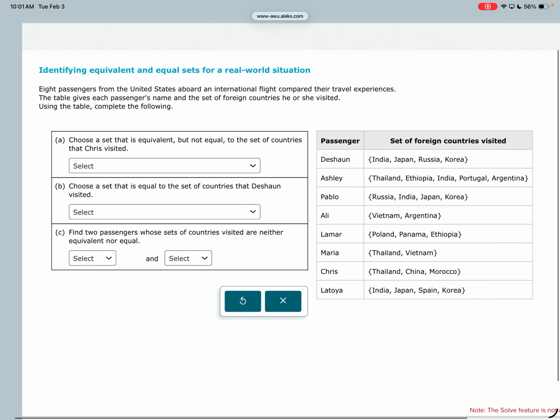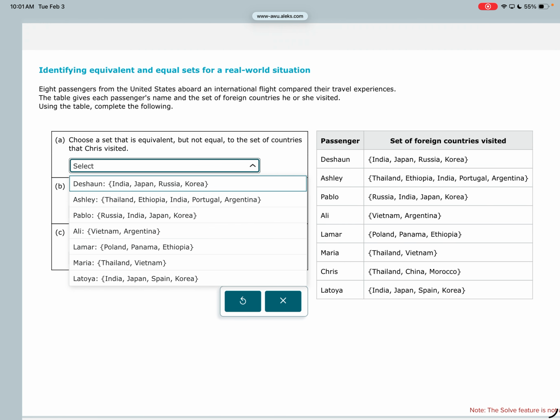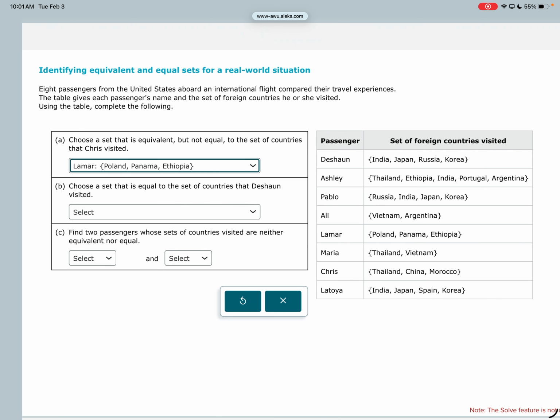All right. 8 passengers from the United States aboard an international flight compared their travel experiences. So choose a set that is equivalent but not equal to the set of countries that Chris visited. So Chris is Thailand, China, Morocco. We don't want to choose exactly the same, but the cardinality is 3. So what about any other one that's 3? What, Lamar? Lamar, Poland, Panama, Ethiopia has 3. So as long as they both have 3, they are equivalent.